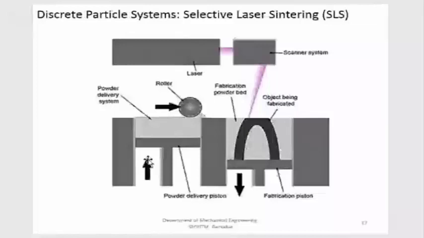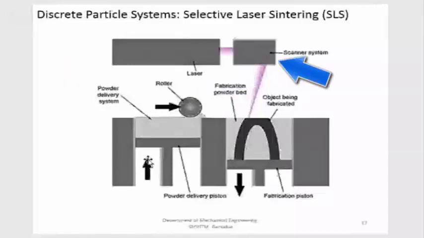Next one is the discrete particle system. So here we have selective laser sintering, SLS. Here you have two tanks, tank A and tank B. This is the fabrication piston, meaning this is where you are creating the component. This is the powder delivery piston, which means in this particular area you have the initial powder. Then you have the roller, which you can also call a spreading roller. You have the laser, and this is a scanner.